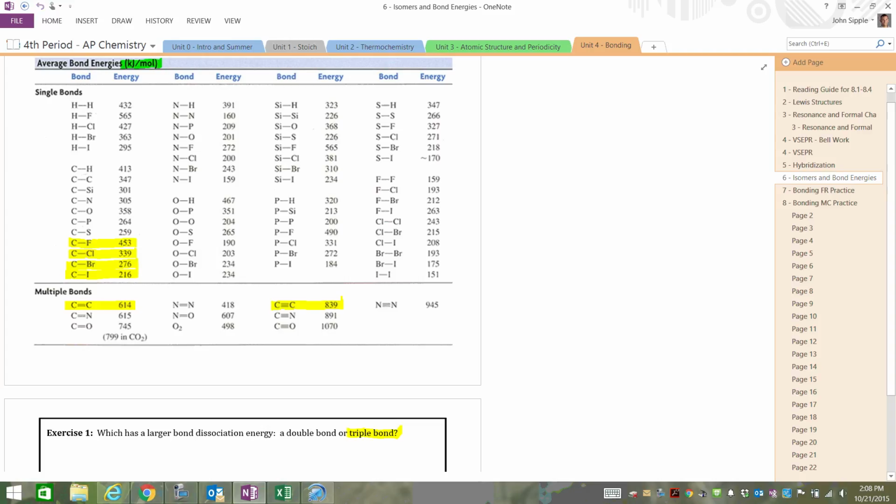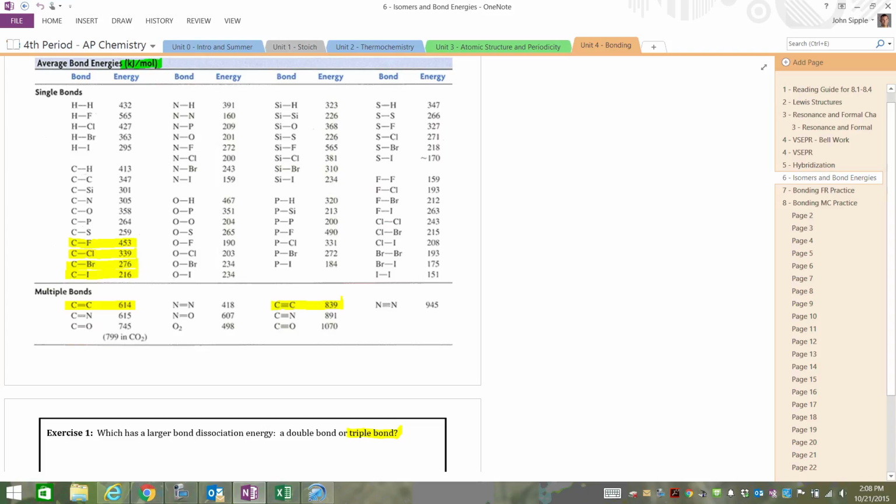Yeah, from F to Cl to Br to I. Yep. The energy? 159, 193, 212. Am I looking at the wrong thing? I'm right here. Oh, I'm in a different one. Oh, okay. There we go. All right. Yeah, it's going down.